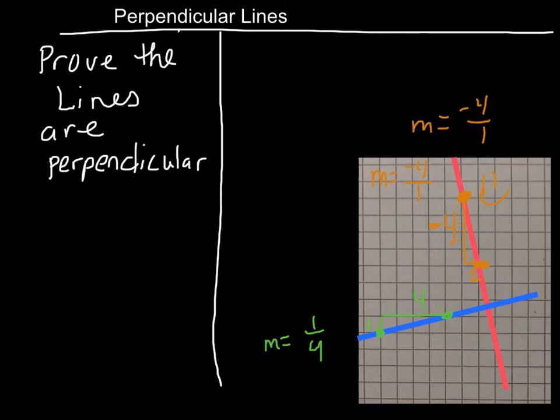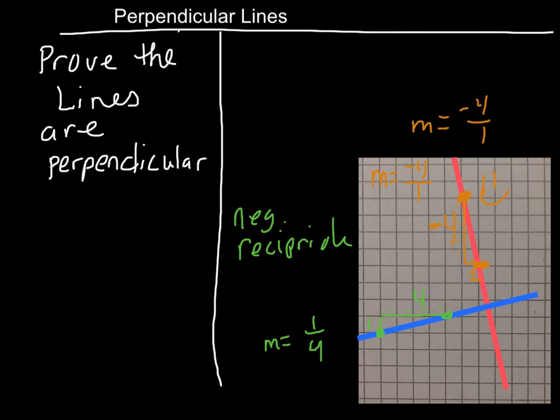Now, looking at these two slopes, these slopes are completely different. They have different signs, and they are inverses of the other, or reciprocals. That is what makes two lines perpendicular. So if the slope is the negative reciprocal, the lines are perpendicular. What doesn't matter on this one is the y-intercept.